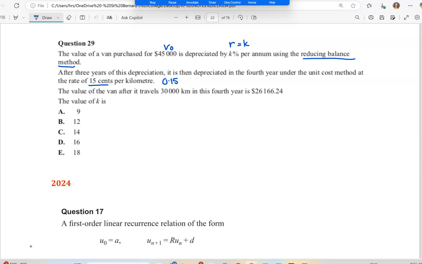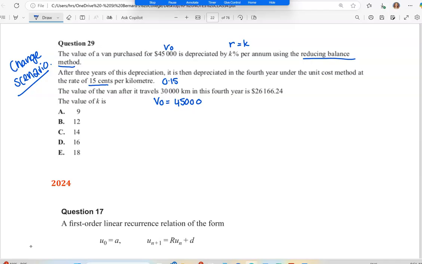And then it's told me the value of the van at 4 years was this. So you know V4, and they want you to go back and find what the interest rate was for the reducing balance. So when you have these, what I call a change of scenario, what you want to do is plan out and show what happened. So I'm going to say, well, V0, I started with 45,000.